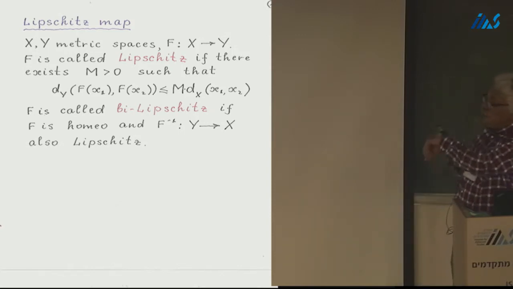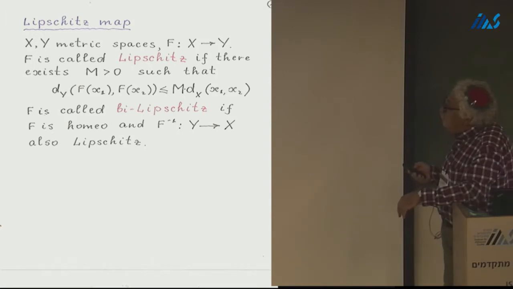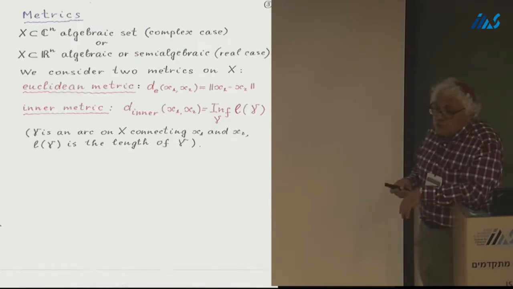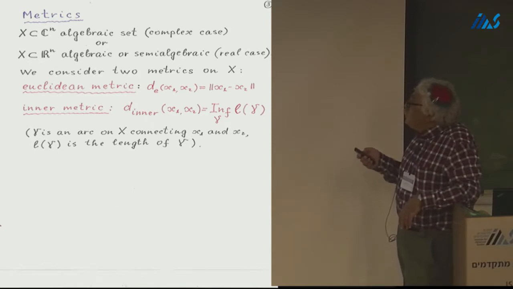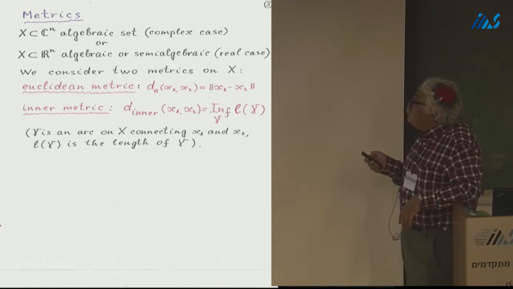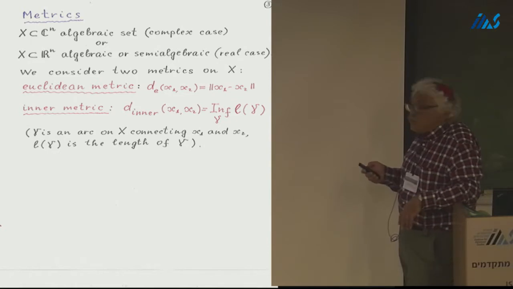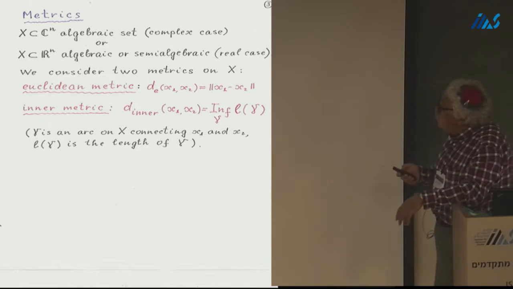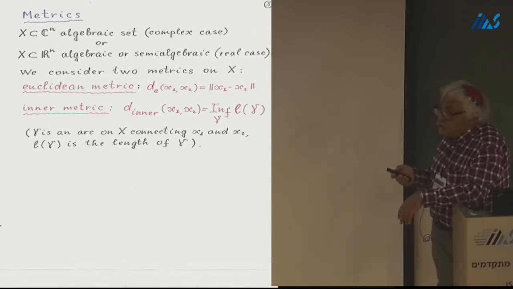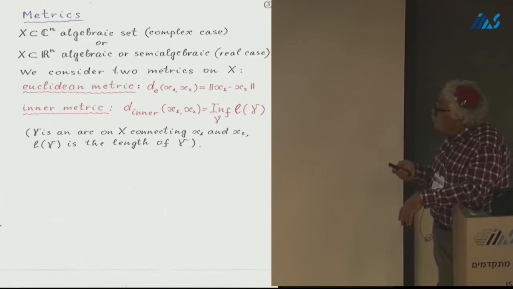Okay, and then what is the setup? So what are the metrics? In our case, X is an algebraic set of C^n, or an algebraic or semi-algebraic set of R^n. Then we have two natural metrics. The first is the outer metric, or Euclidean distance. And then there is also the inner, or length, distance.